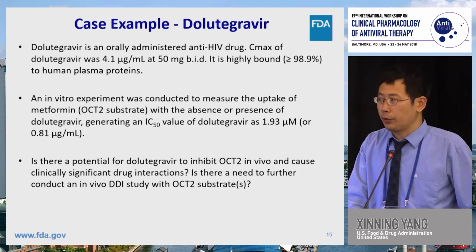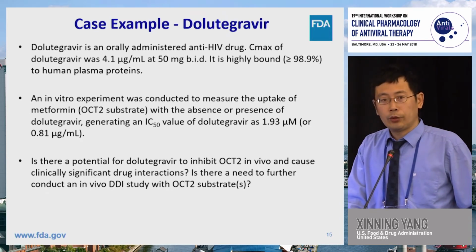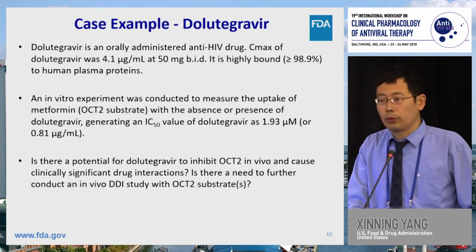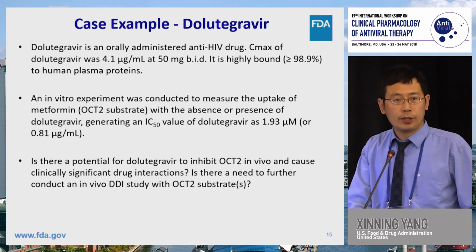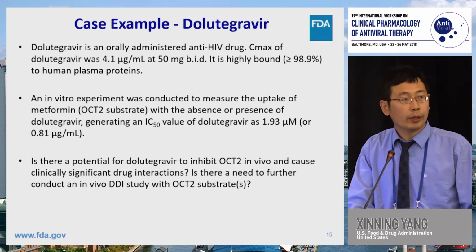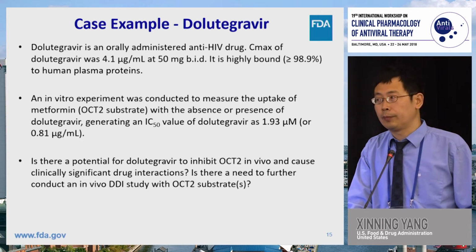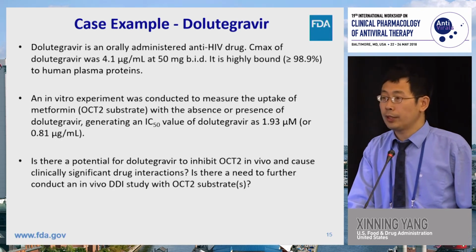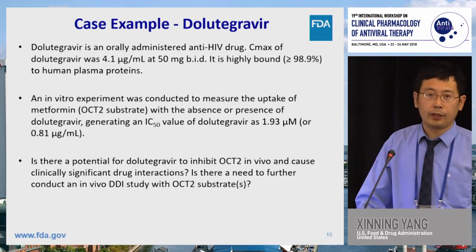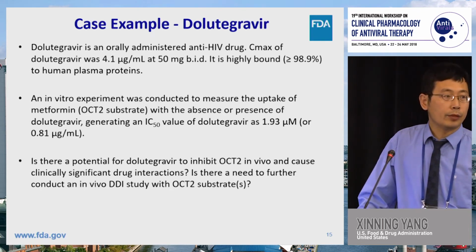So now I will switch to give a case example, dolutegravir, as many of you are quite familiar with that. And this is a real case. Dolutegravir is already administered. The Cmax here is 4 microgram per ml at a 50 milligram BID dose, and it is highly protein bound, close to 99%. So the sponsor conducted an in vitro study, found that it is an inhibitor of OCT2, and they characterized the IC50 close to 2 micromolar. So the question here is, does dolutegravir inhibit OCT2 in vivo, and is it necessary to conduct an in vivo study to evaluate the effect of dolutegravir on the PK of an OCT2 substrate, for example, metformin?